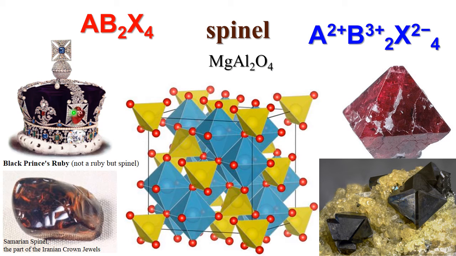It's a gemstone. The crown of the United Kingdom is adorned by the Black Prince's Ruby, which is not ruby but spinel. Iranian crown jewels contain the so-called Samarian spinel that by legend was owned by Moses when he led Jews out of Egypt.